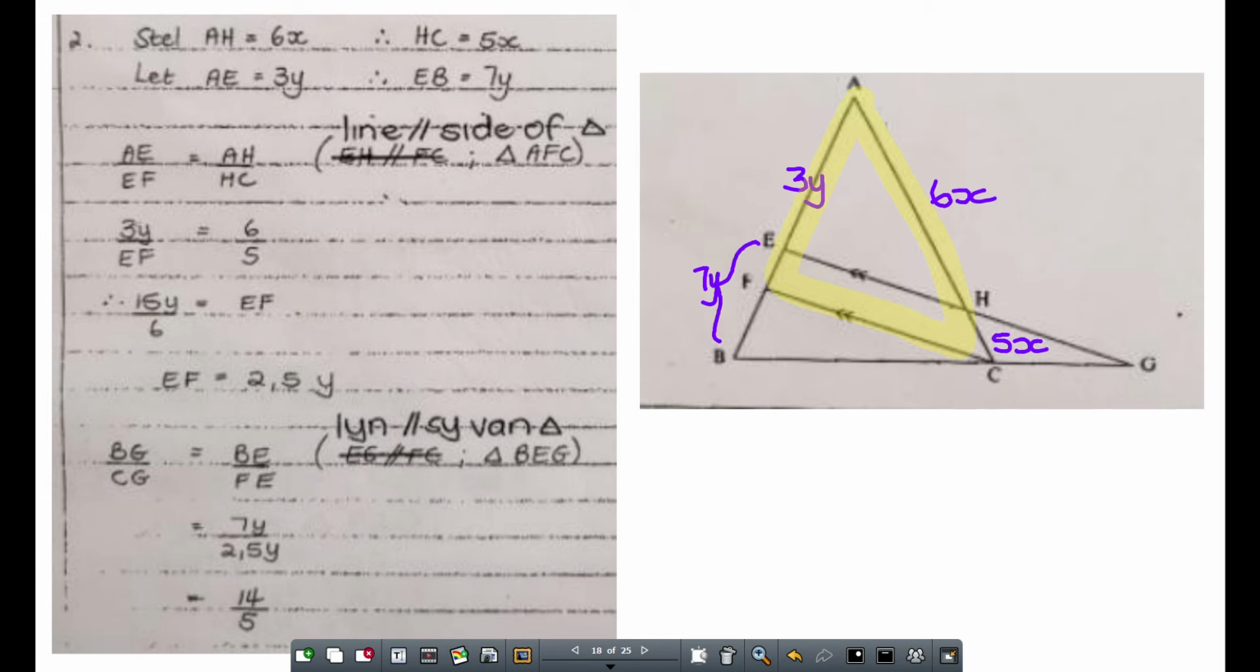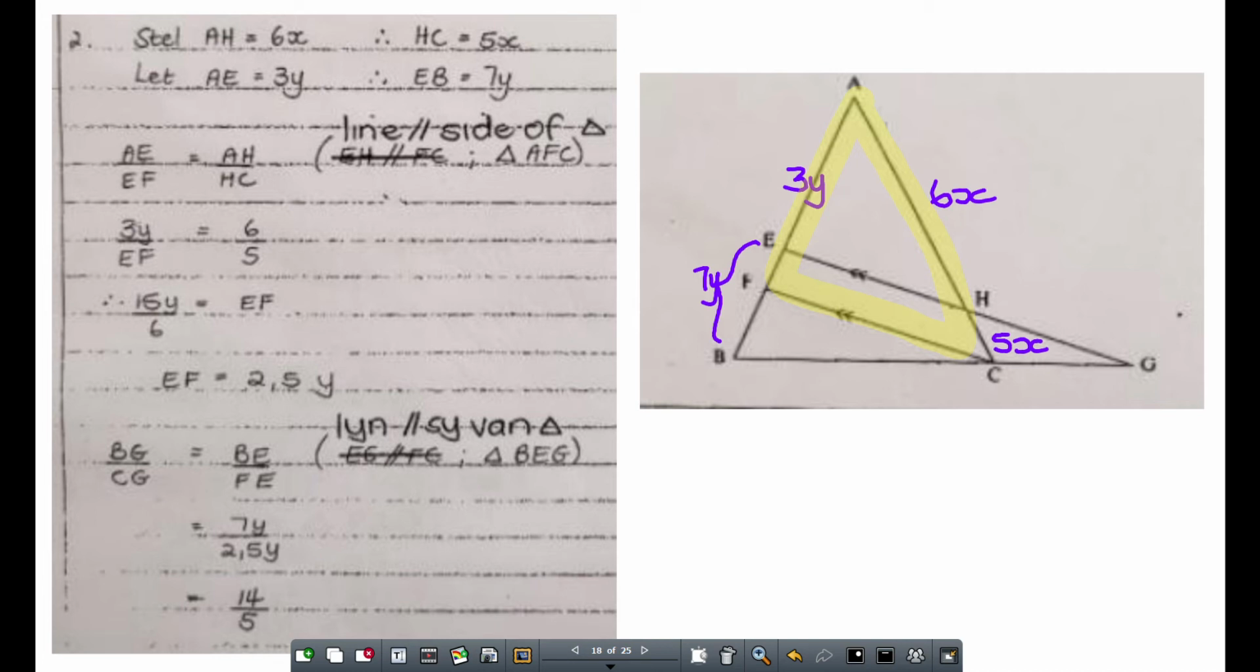Dan, kom ons gaan stel in wat ons het. AE we said was 3y, EF we don't know because that was part of the 7y. Okay, then AH we say is 6 and HC is 5. Then if we cross multiply, we're going to get 15y is equal to 6 times EF. We divide by that 6, wat beteken dat EF will be 2,5y. Is julle okay met dit? Any questions there?